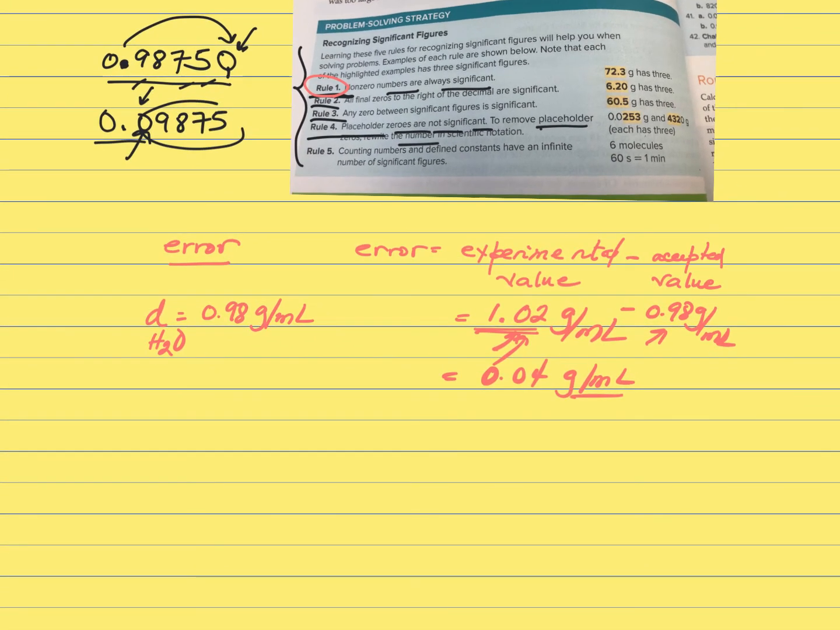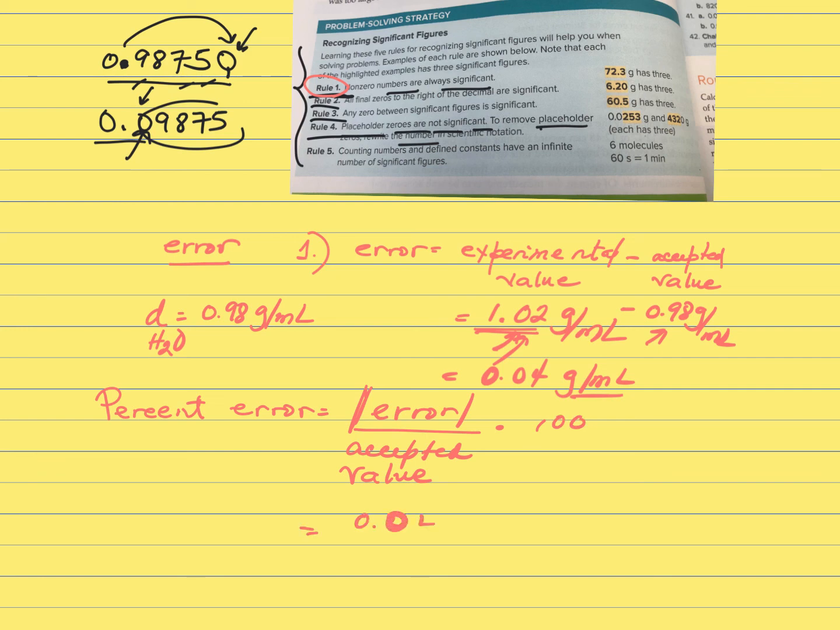What are you going to do with the error? Nothing. The error is the first step when you are calculating percent error. Percent error is going to be equal to the absolute value of the error divided by the accepted value, multiplied by 100. Okay? In this case, you have that the error was 0.04 grams per milliliter divided by my accepted value, 0.98 grams per milliliter. I'm going to cancel the units and I'm going to multiply that by 100.